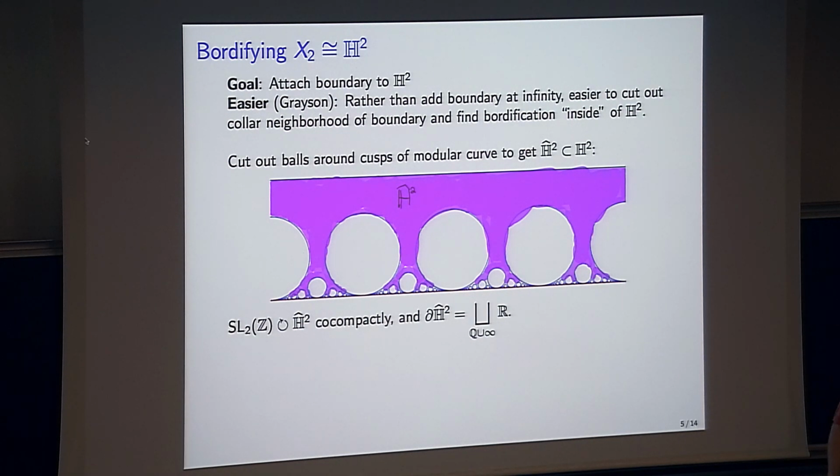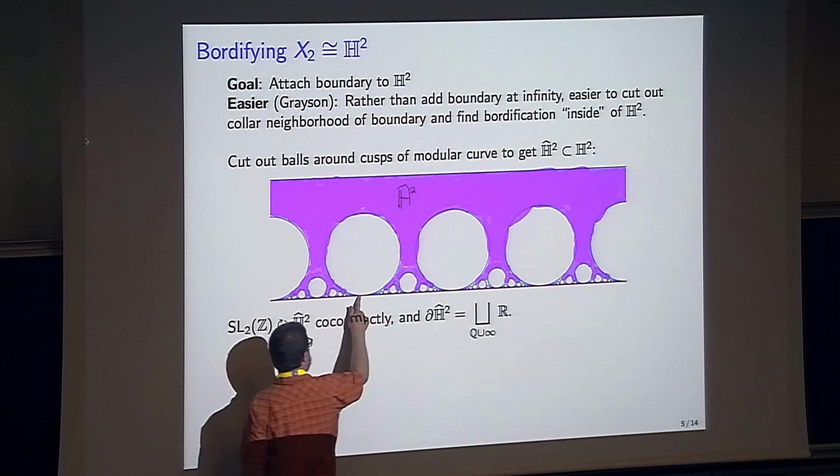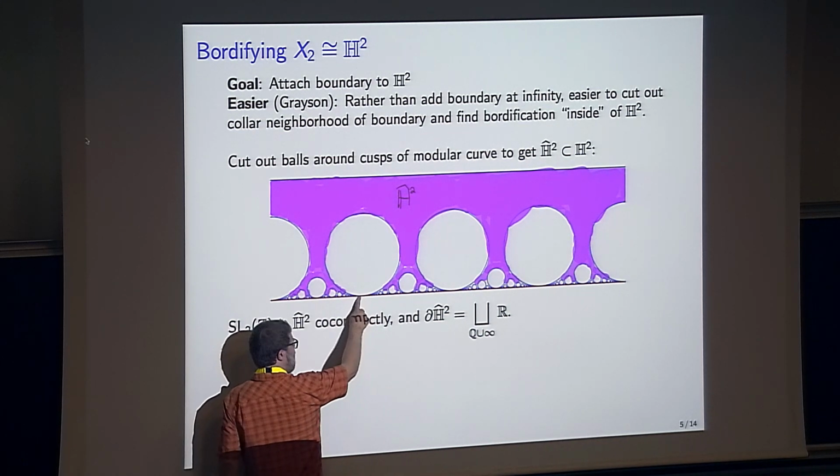And so, if we remove those neighborhoods at infinity, well, in the modular curve, we're chopping off the cusp, right? And so the quotient's compact. So we've removed part of H^2 such that SL_2(Z) is now acting cocompactly. What does the boundary look like? Well, you might think the boundary is a bunch of circles, right? It looks like a bunch of circles, but that's not right because they're tangent to this boundary at infinity, and that point is not actually there.